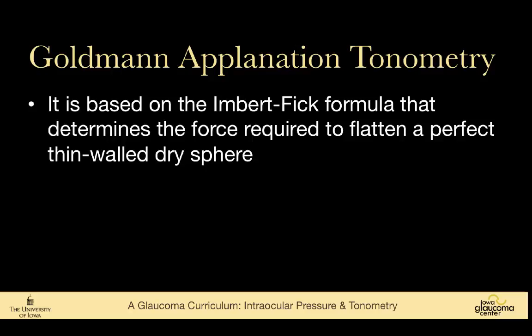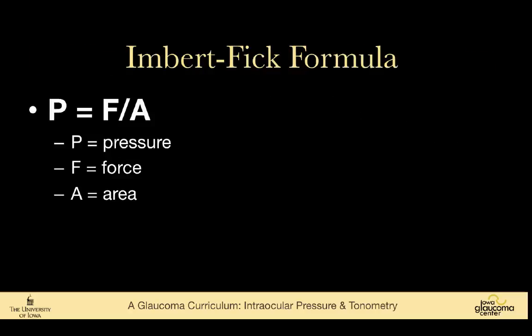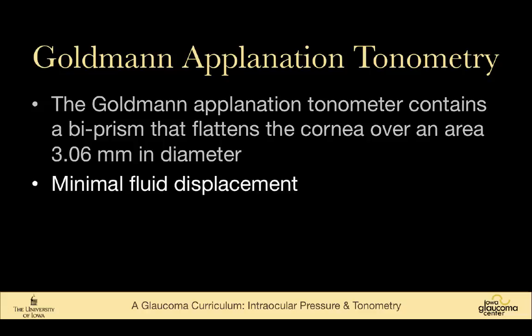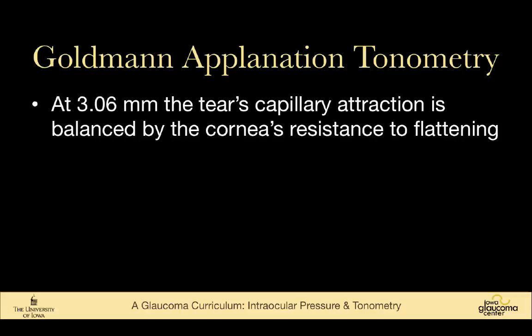Of course, the eye is neither perfect nor thin-walled. And this is the Imbert-Fick formula. Pressure is force divided by area. The Goldmann applanation tonometer contains a biprism that flattens the cornea over an area of 3.06 millimeters in diameter. There's very little fluid displacement within the eye when the tonometry is being performed.